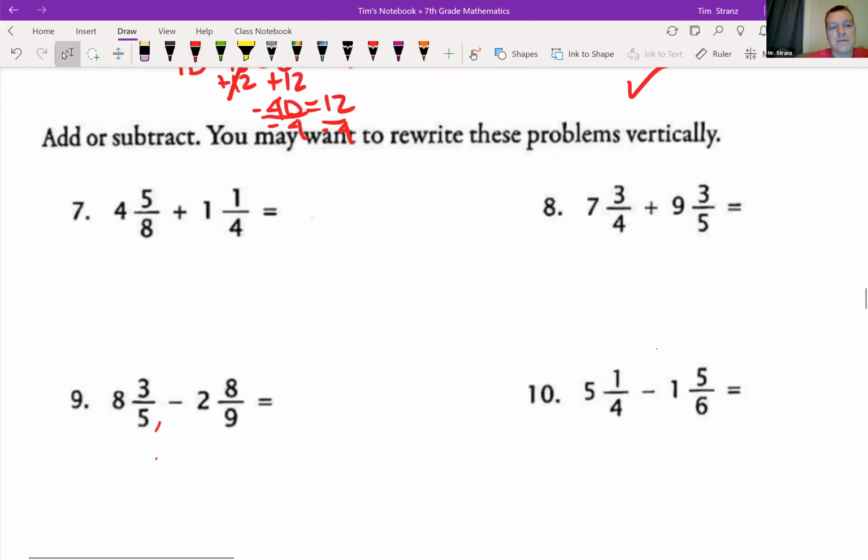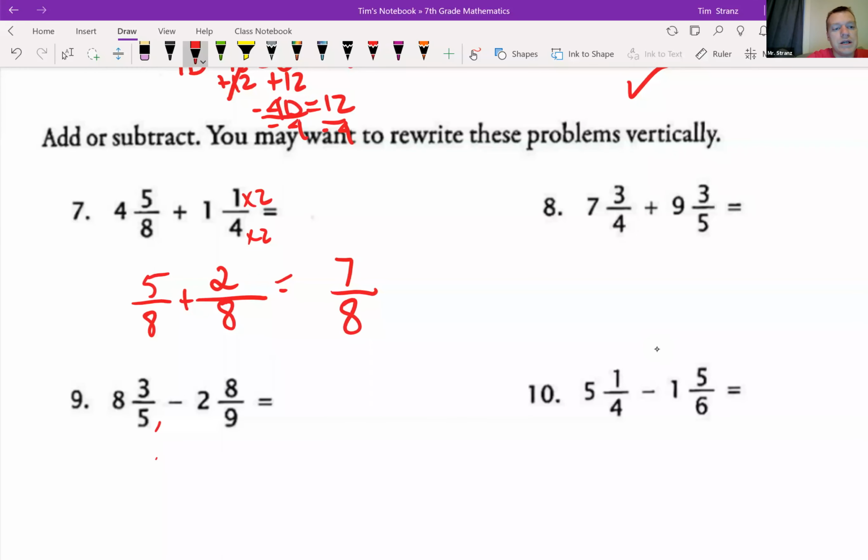All right, number 7, adding mixed numbers. Greatest common denominator of 8 and 4 is going to be 8. So this is going to stay the same. Got to change this denominator to 8, so that's times 2, 1 times 2. 5 plus 2 is 7. And I have to add on my big numbers again, 4 and 1, which is 5. Okay, number 8.